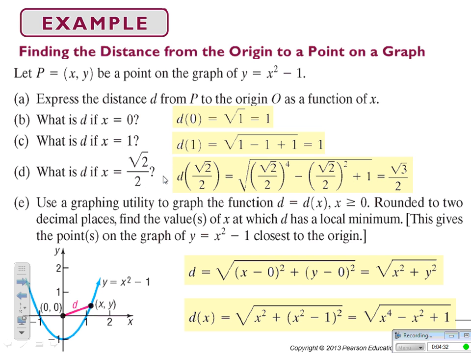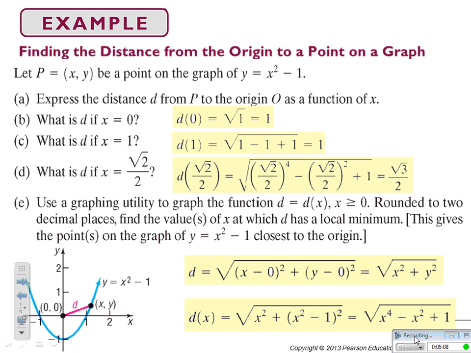Well, that seems like a crazy guy to put in there. So we just put it in because we know how to plug numbers into a function. Root 2 over 2 to the 4th power minus root 2 over 2 squared plus 1. When you simplify all that down and take the square root, crazy enough, we get root 3 over 2. Awesome. Thank you. All right, so the next thing we're going to do is use a graphing utility.